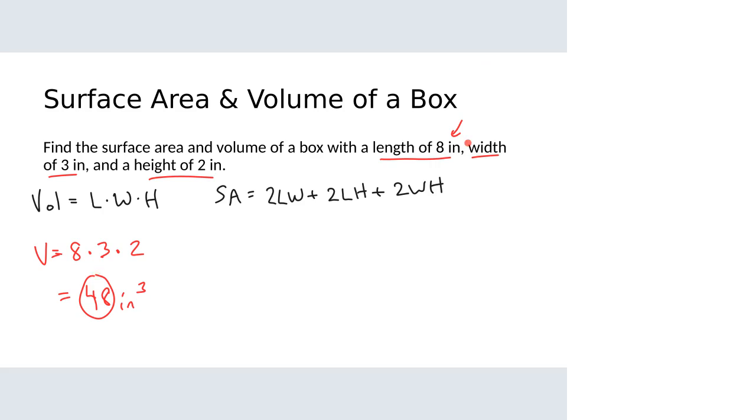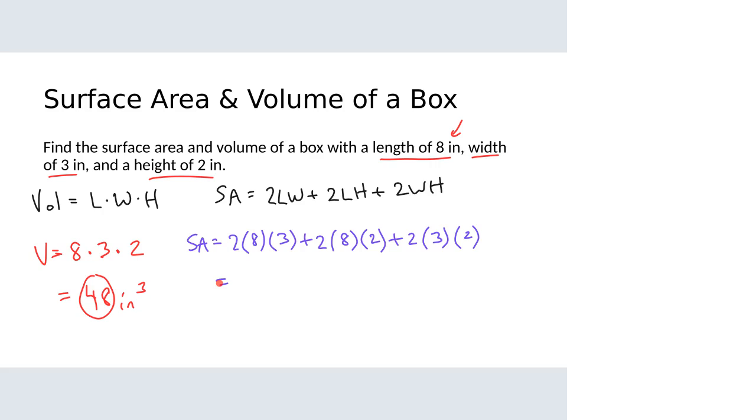Then we have surface area, a little more involved. Find surface area. We just have to be really careful about what we plug in and how we evaluate it. 2 times the length times the width plus 2 times the length times the height plus 2 times the width times the height. And then we'll simplify. Order of operations plays a role here. We've got to make sure we do multiplication before we do addition.